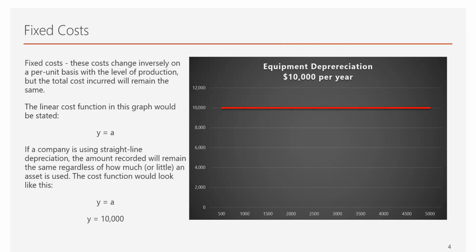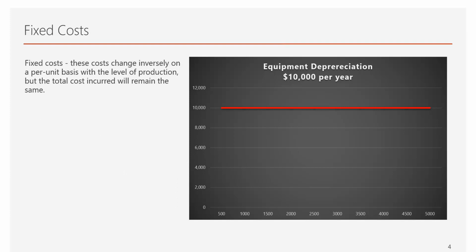So if a company is using straight line depreciation, the amount recorded will remain the same regardless of how much or how little an asset is used. So for a fixed cost, the cost function would look like this. Y equals A, so then Y equals 10,000. So that is an example of my cost function for a fixed cost.